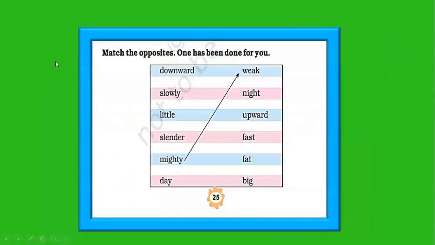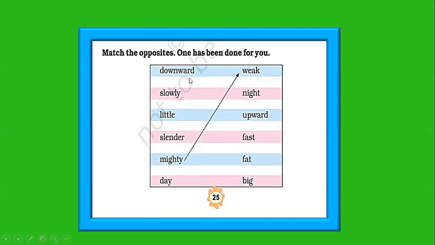Now the next textual exercise is match the opposites. One has been done for you. Children, this is the last textual exercise from this lesson. You need to find out the opposites of the words that are given here. One has already been done for you. The opposite of the word mighty is weak. Let's begin from the beginning.